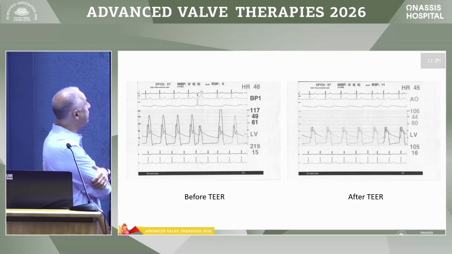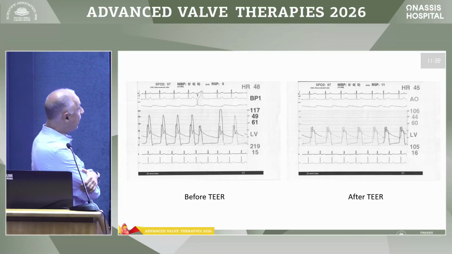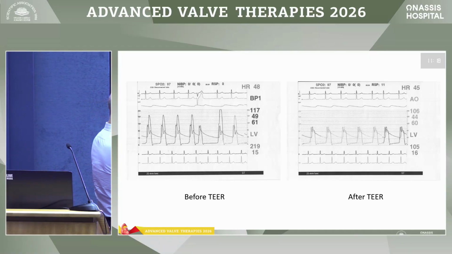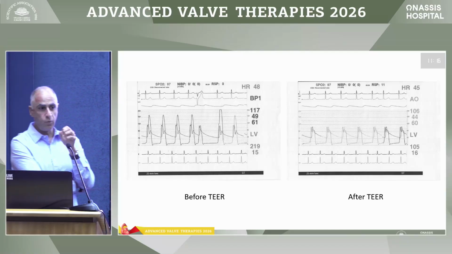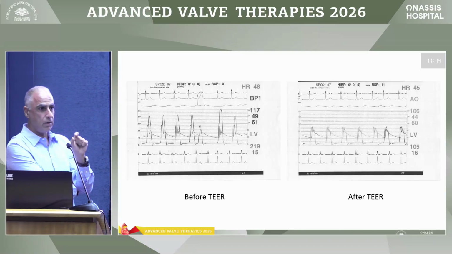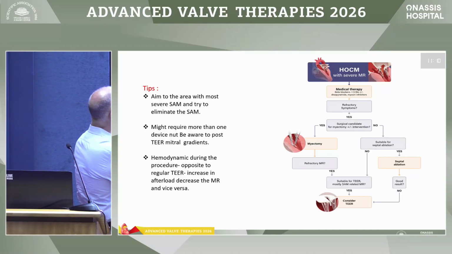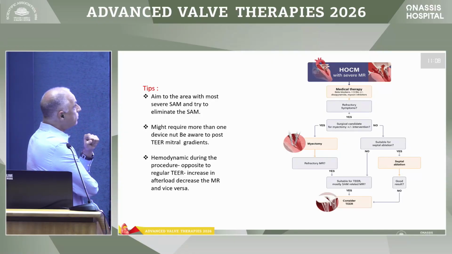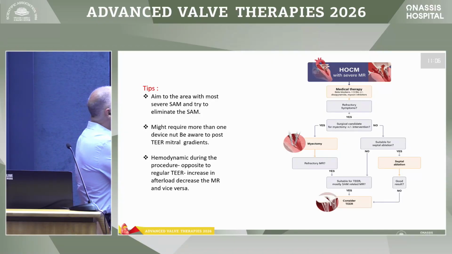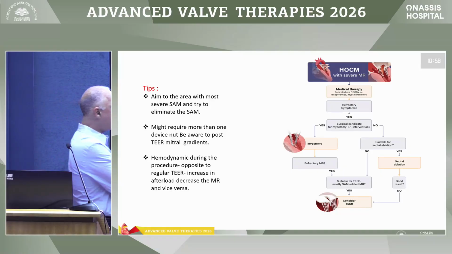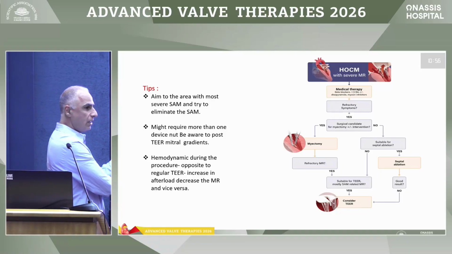And this is the hemodynamics immediately after TEER. This is the gradient before the TEER and immediately after the TEER, which means that one XTW clip in the middle of the valve helped you to get an excellent result. So this might be a pattern for patients that are considered high risk for surgery, not good for septal ablation, and that the MR is mostly SAM-related MR.